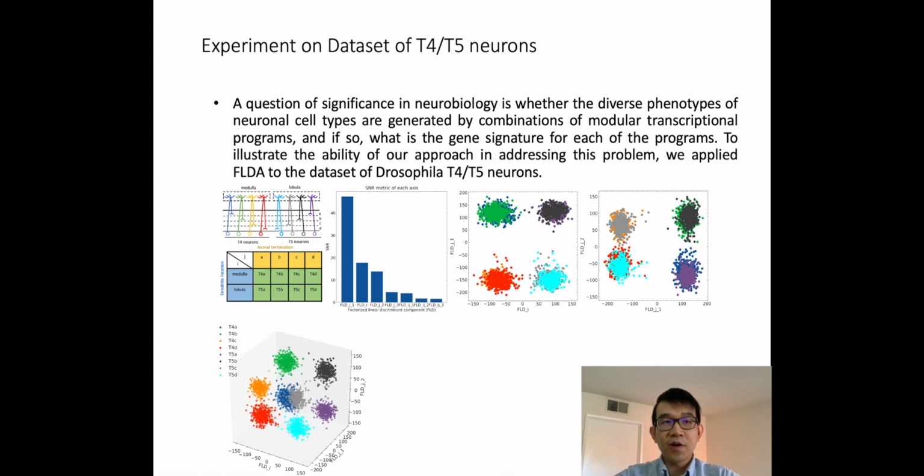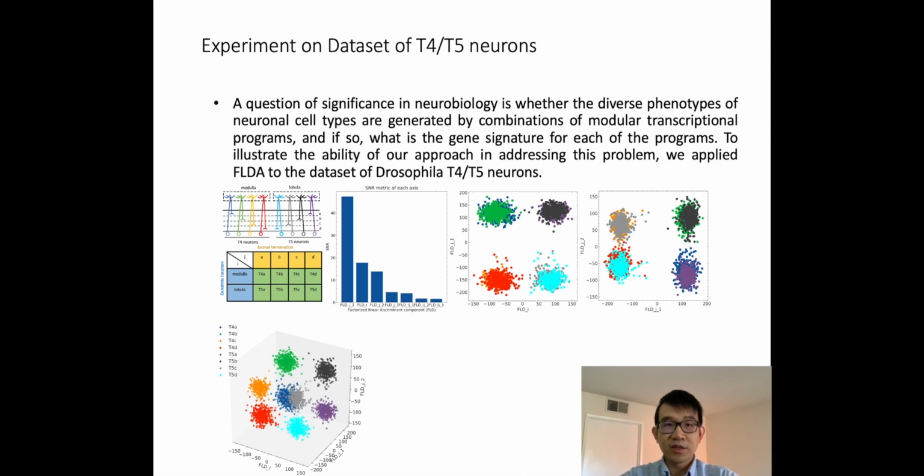To illustrate FLDA in analyzing a single-cell RNA-seq dataset for real biological problems, we chose this dataset of Drosophila T4, T5 neurons. T4 and T5 neurons are very similar in terms of their general morphology and physiology, but they are different in their dendritic and axonal locations. Therefore, these cell types can be described by these 2 features, organized in a 2x4 contingency table.